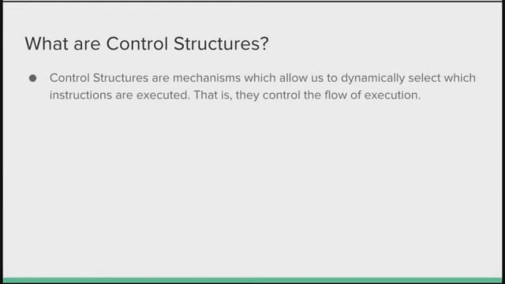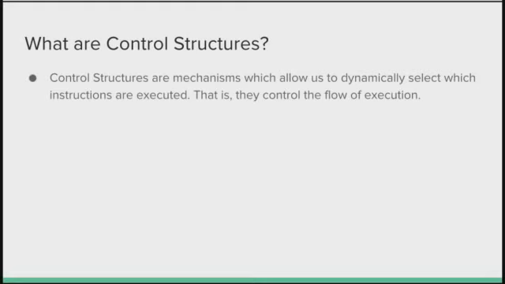So, diving right into control structures. What is a control structure? Control structures are mechanisms which allow us to dynamically select. In other words, based on some sort of logic that we choose, that's what I mean by dynamically here. It could be something that differs, for example, based on the value of a variable. So maybe we'll say if the value in n is even, or it's odd, or it's bigger than 10, or it's less than 2, or it's positive or negative, then we're going to do one thing as opposed to doing something else.